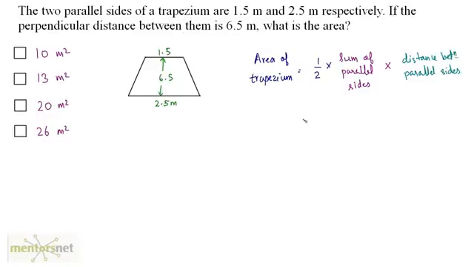So we can calculate the area of the trapezium now. It is equal to half into the sum of parallel sides, that's 1.5 plus 2.5, times the distance between the parallel sides, that's 6.5. So this is equal to half into 4 times 6.5. So 2 times 2 is 4. 6.5 times 2 is 13 meters squared. So option B is the correct answer, the area of this trapezium.